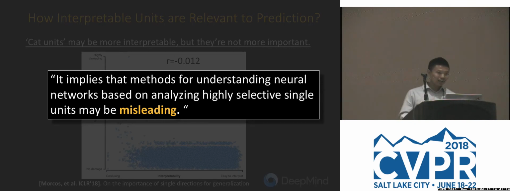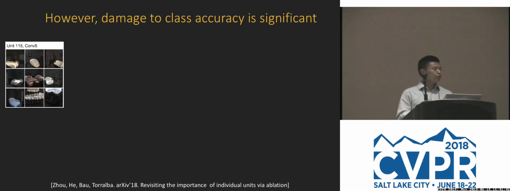So I went back and repeated all the experiments. I found out it is indeed the case that no matter how interpretable the unit is, the damage to the overall classification is almost the same. However, I found something interesting. If you remove one unit, the damage to the class accuracy can be very significant.